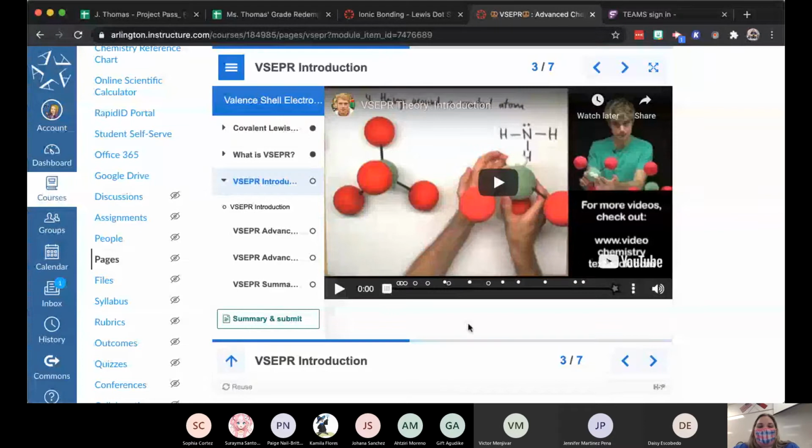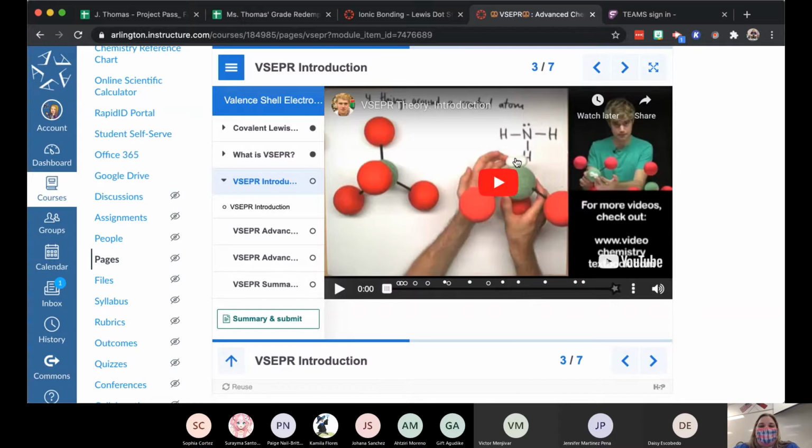It's also going to pause and tell you to make sure you wrote down the information about this shape. You want to write down the name of the shape and what that means. So, if it's linear, then that means it has 2 things around the central atom. Write down how many things total, and then how many of them are bonds and how many are lone pairs. And then maybe write down the example.